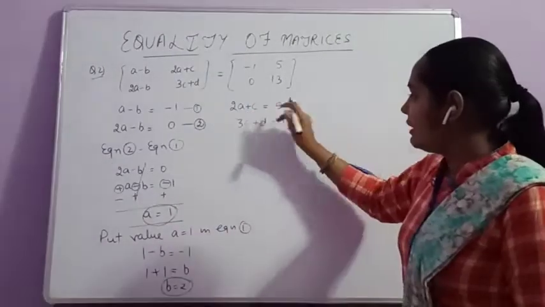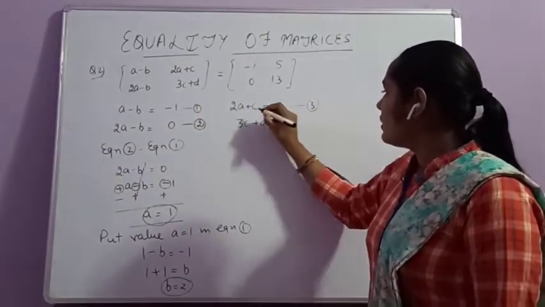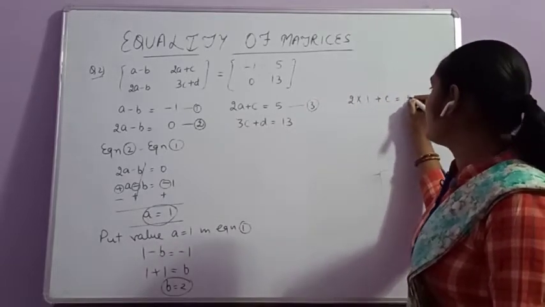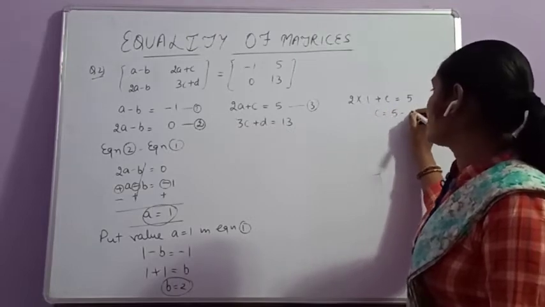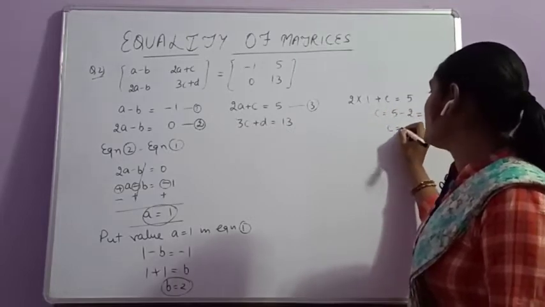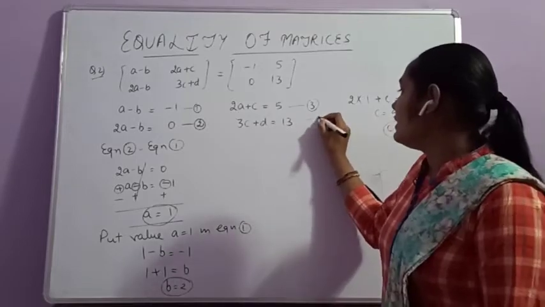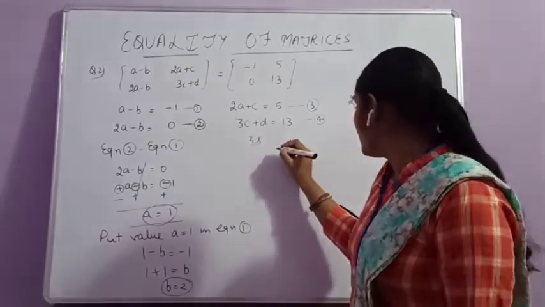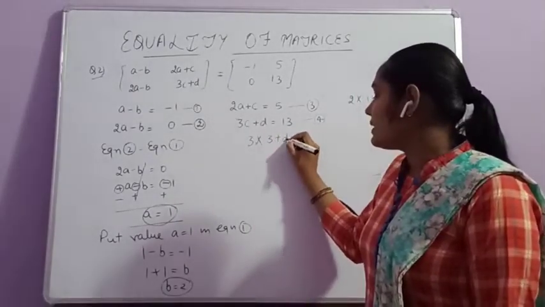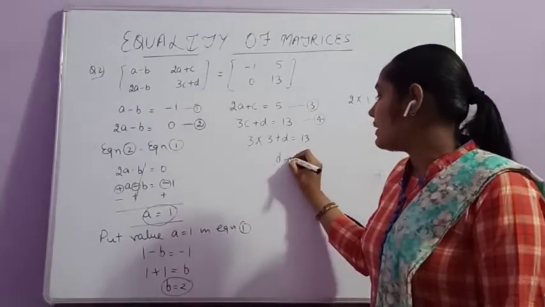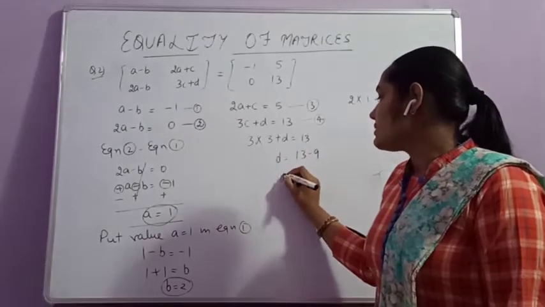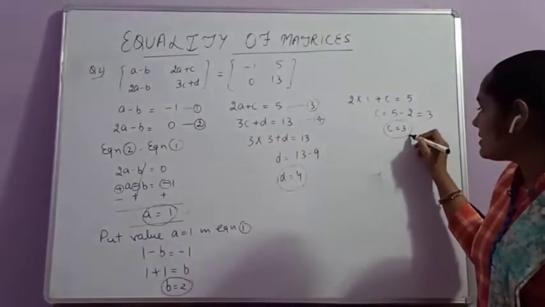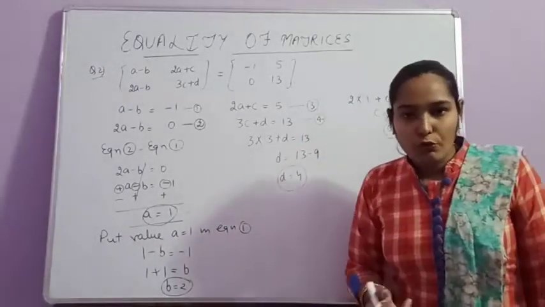By putting the value of a in equation 3, 2 multiplied with a is 1 plus c, that is equal to 5. c is equal to 5 minus 2, that is equal to 3. Value of c is equal to 3. Similarly, we can put the value of c in equation 4. 3 into c, c is 3, plus d, that is equal to 13. d will be 13 minus 3 3s are 9. d is equal to 4. Clear? Value of a will be 1, value of b will be 2, value of c is equal to 3 and value of d is equal to 4.